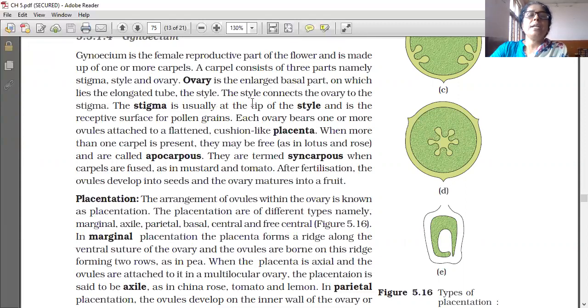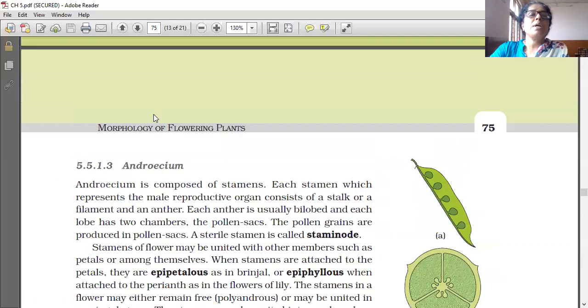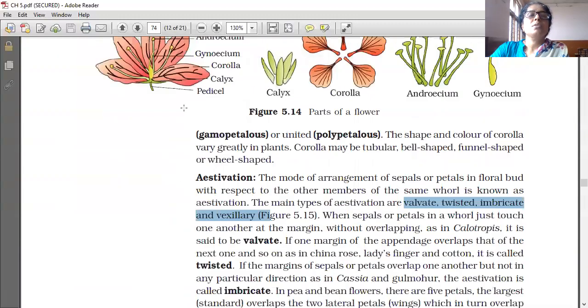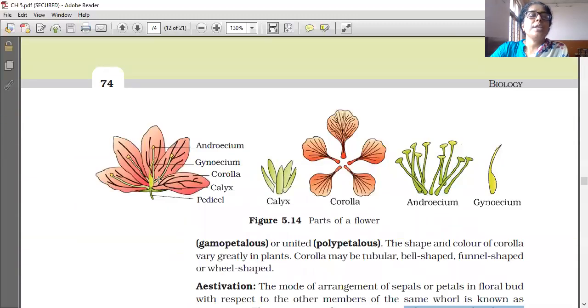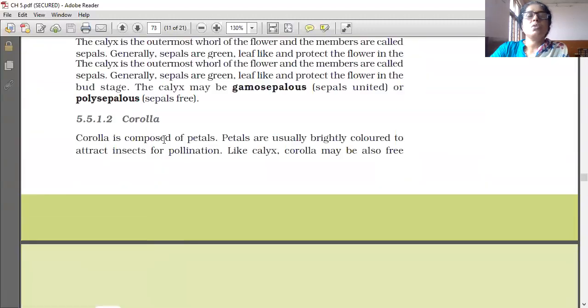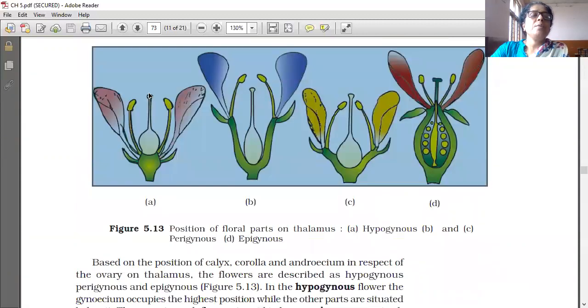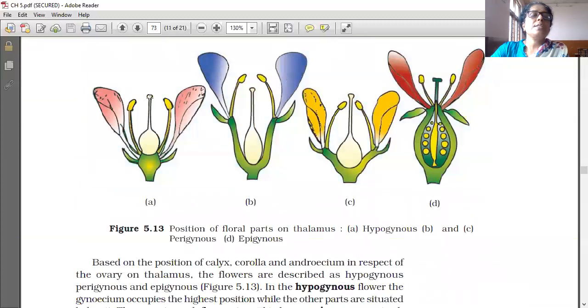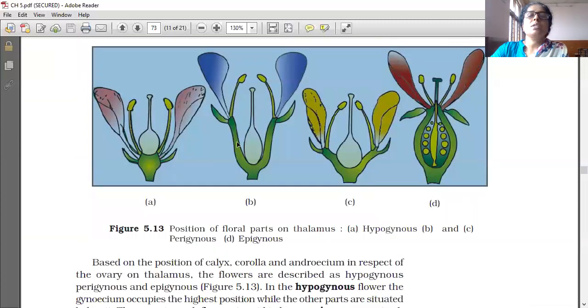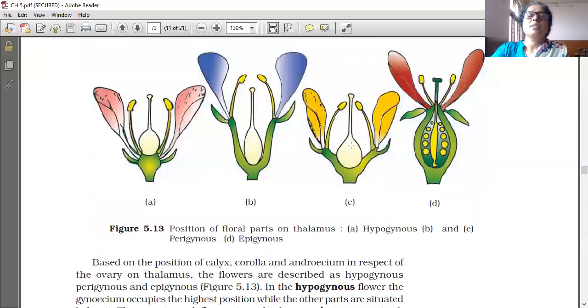The style connects the ovary to the stigma. This is the ovary, and this is the style, and the ending portion is the stigma. Ovary, style, and stigma. Understood?